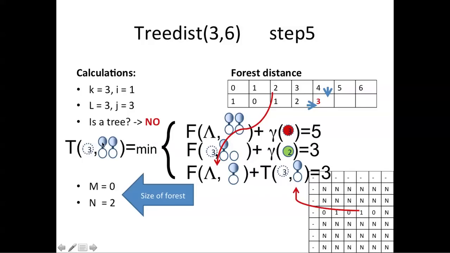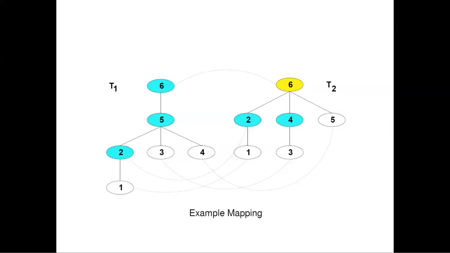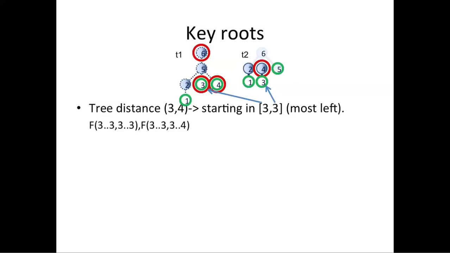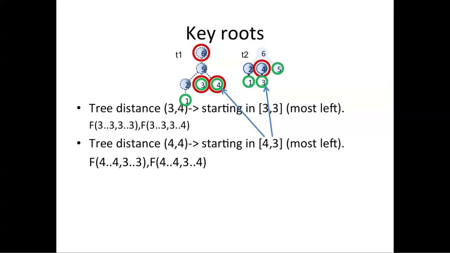So we are trying to match the node 3 with a forest with 2 nodes. And here I just want to leave it and show the complete example, the alignment that would have been produced. Again, the key roots are marked in red, and the green are the most left nodes.